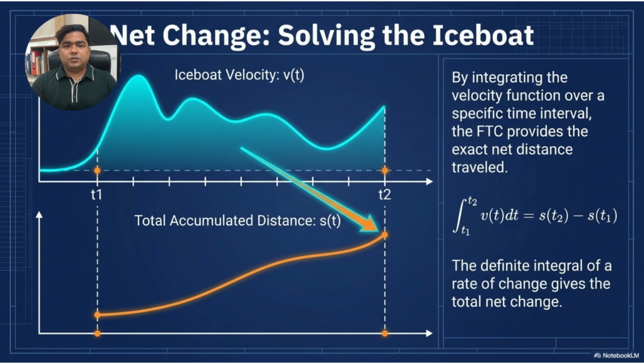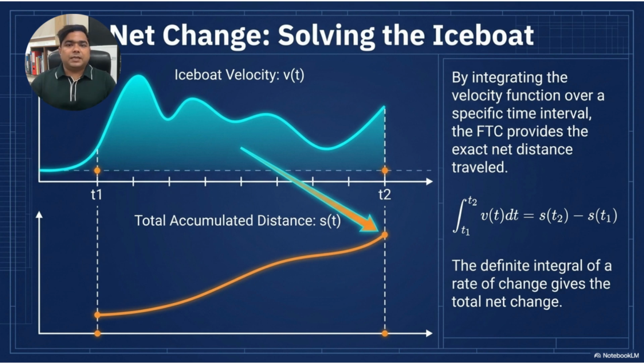The bottom graph shows accumulated distance as a function of time. When the iceboat moves with different velocities over time, the distance does not increase at a constant rate. It changes according to the velocity. The fundamental theorem of calculus tells us that if we integrate velocity over a time interval, we get net change in position or distance depending on the context.